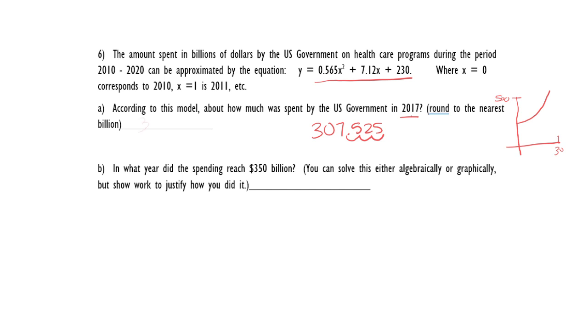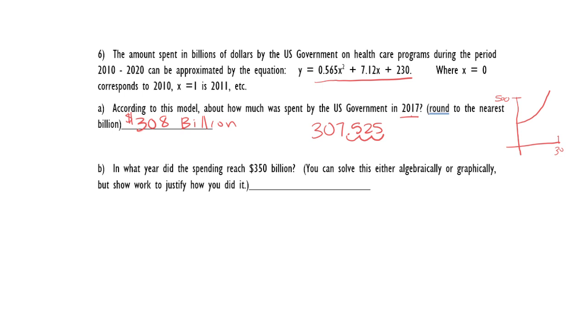So my answer would be, and it says round. Oh, sorry, I should read the directions. Round to the nearest billion. So I'm at 0.5. So that's going to have to turn up to 308 billion. Don't forget that word billion. That's a big difference between $308 and $308 billion. Okay, next question.